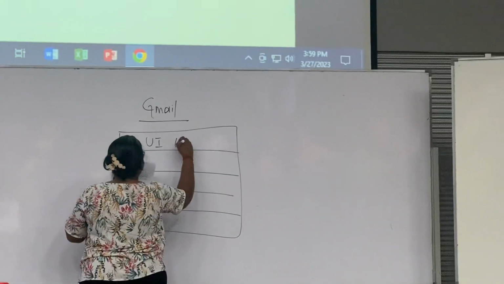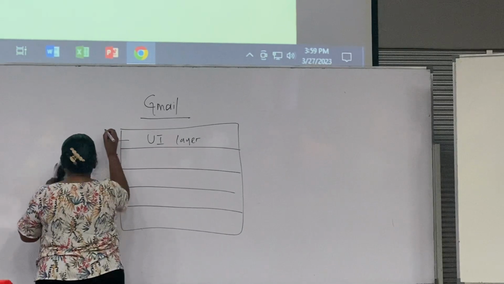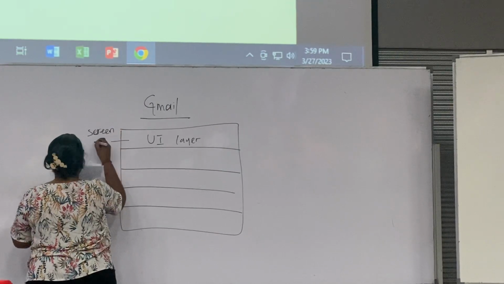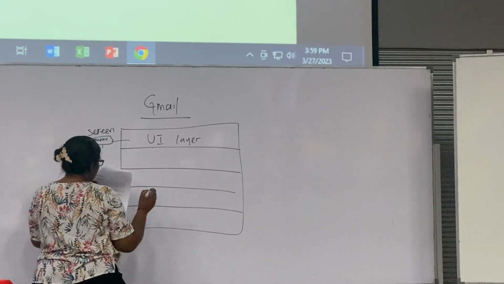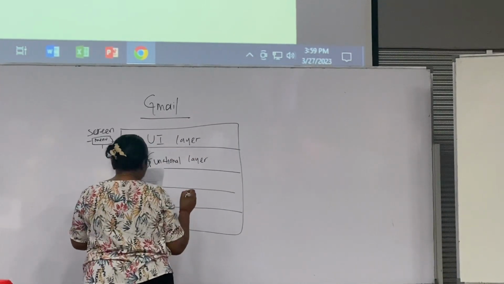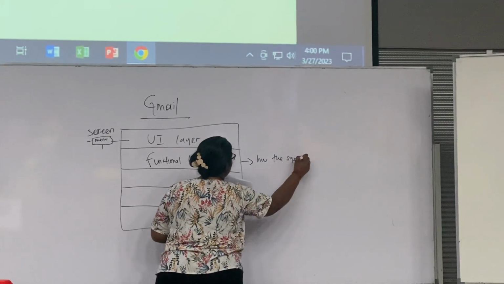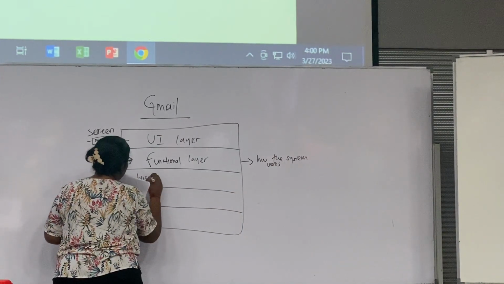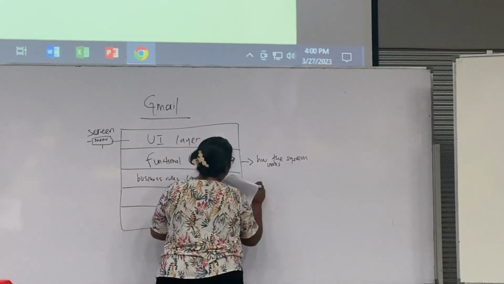So the first one is the UI layers, user interface layers, which can display the screen, right? Throughout the screen, so we can have all the functions, we can see all the menus, all those stuff. So the UI layer. And then the next one is a functional layer. Functional layer will describe how the system works. Next is the business rule layers. This is about the business rules.